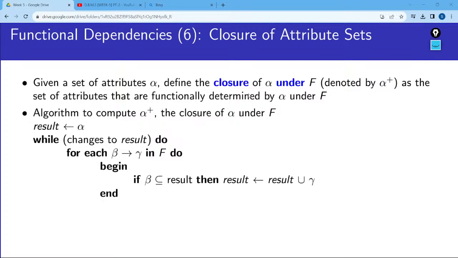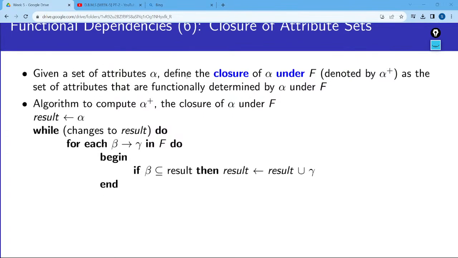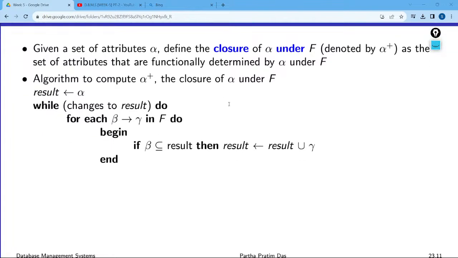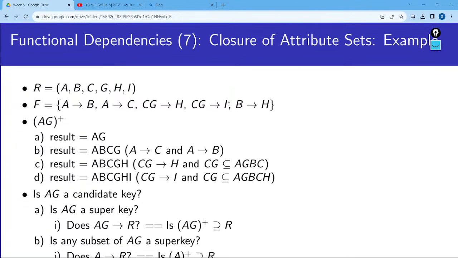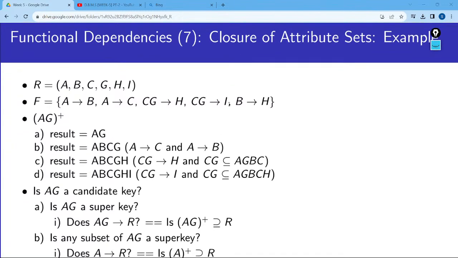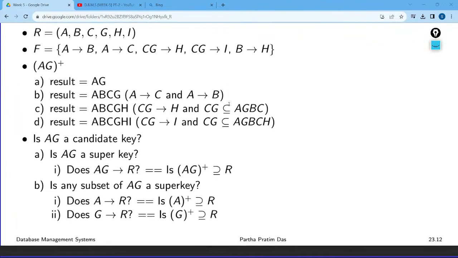Closure of attribute set: given the attribute alpha, define the closure of alpha under F, denoted by alpha plus, as the set of attributes that functionally determine alpha. Let's leave this. Closure of attribute sets, example. This is what we need.